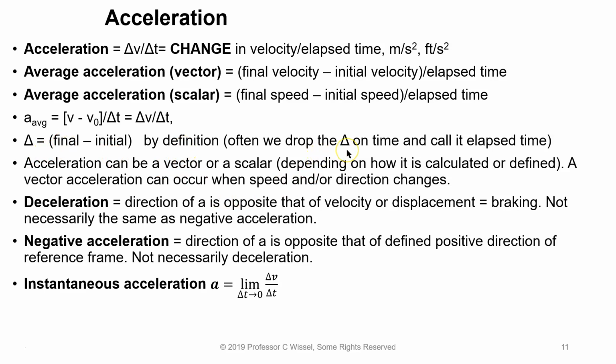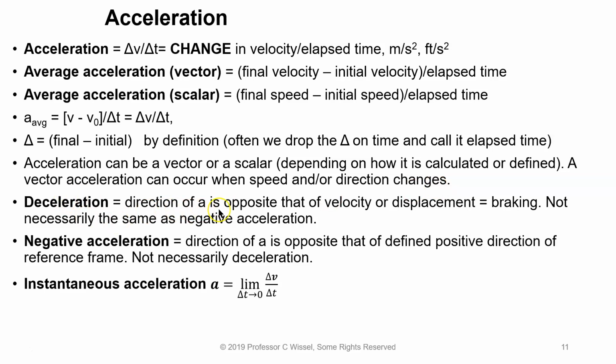Now, a lot of times we drop the delta on time and call it elapsed time. We can also make it start from 0, in which case it's just v over t. So it might be written different ways. Acceleration can be a vector or a scalar depending on how it's calculated or defined. A vector acceleration can occur when the speed and/or direction changes.